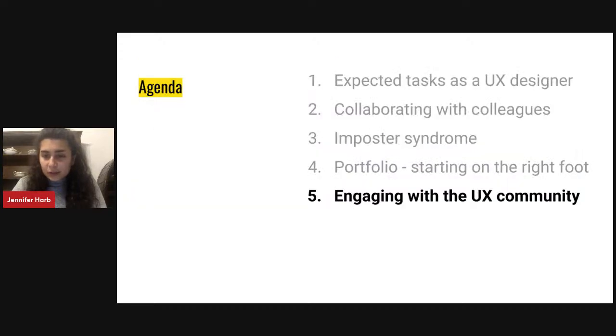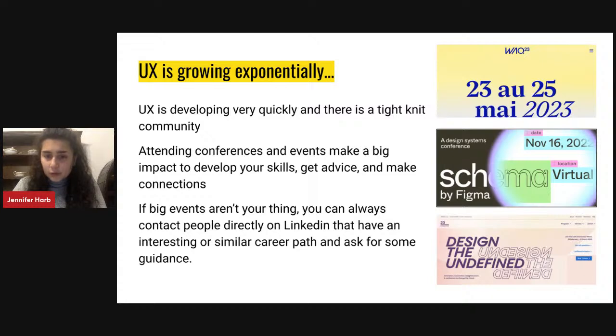Finally, engaging with the UX community. So UX is growing exponentially. It's a very quick field. It's developing very quickly, and there's a very high turnaround about all of the best practices and all of the information. The amazing part is that it's also a tight-knit community.